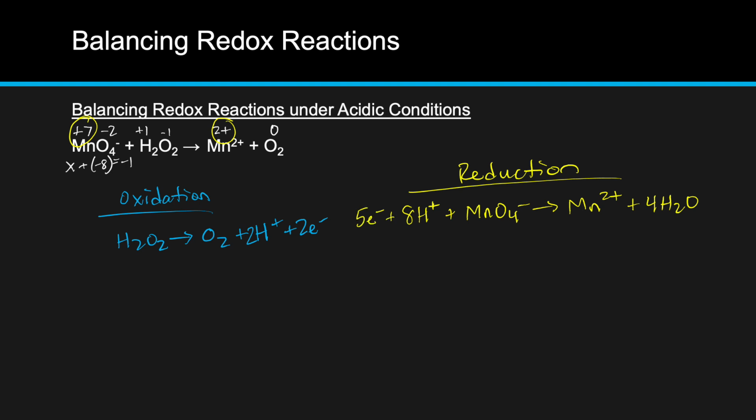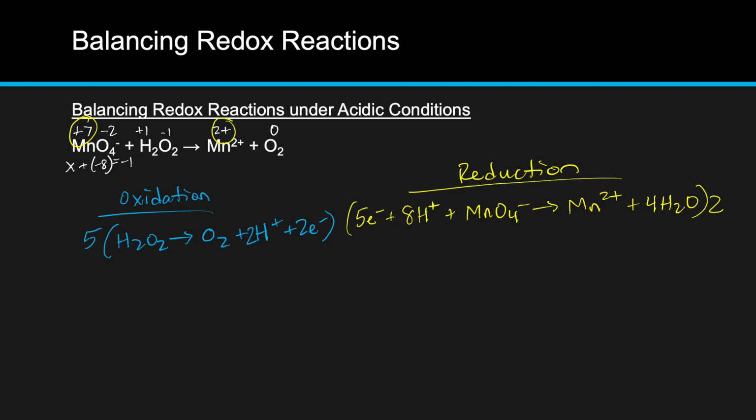Now that our charges are balanced in both half equations, we need to balance out our electrons. Since it's a 2 and a 5, we're going to have to multiply both of them to get to our common multiple of 10. So this reaction is going to be multiplied by 5, and then our reduction equation is going to be multiplied by 2.